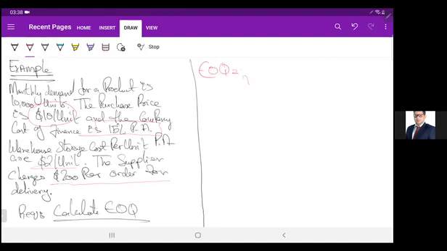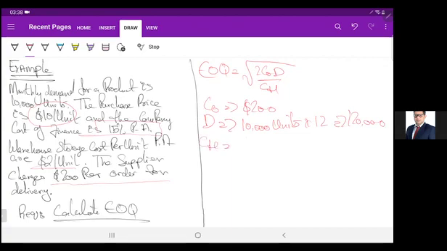So EOQ is equal to under root 2 C naught D divided by CH. So C naught is equal to $200. D is the 10,000 units multiplied by 12, the number of months, we will get 120,000. CH is 10 multiplied by 0.15 given the scenario plus $2, we will get $3.5 per unit per annum. So here, holding cost includes the opportunity cost of holding inventory, that is the cost of funding the inventory held, which I calculated as the purchase price of a unit of inventory multiplied by the cost of capital. Okay.